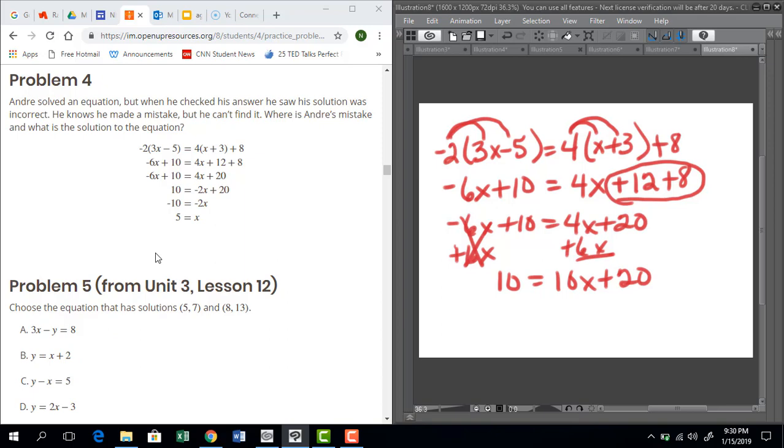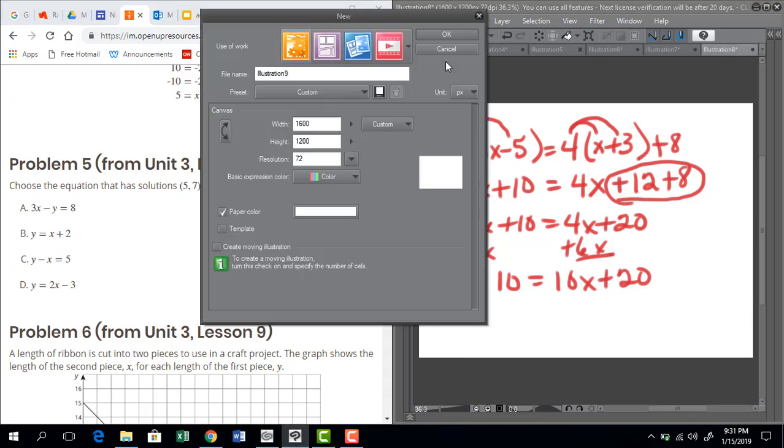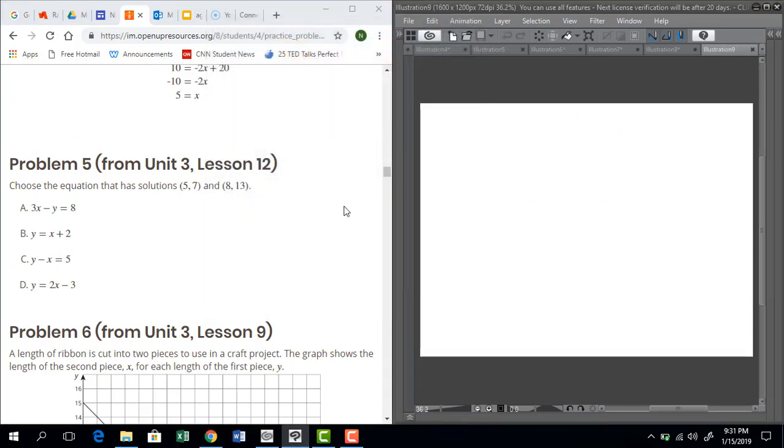All right, and number 5. Problem number 5 says, choose the equation that has the solutions (5, 7) and (8, 13). Well, we know when we have 2 points, we can figure out the slope. So we can just do the slope. We have (5, 7) and we have (8, 13).